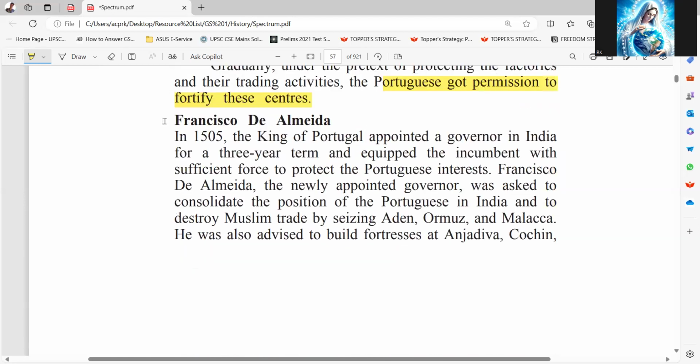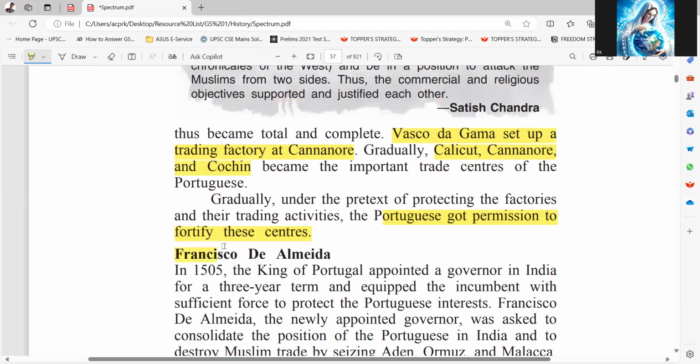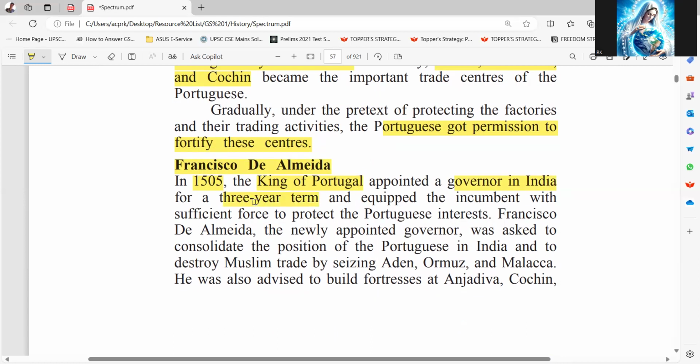Okay. Next one is after Cabral. Next one is Francisco de Almeida. In 1505, the King of Portugal appointed a governor in India for a 3-year term and equipped the incumbent with sufficient force to protect the Portuguese interests.